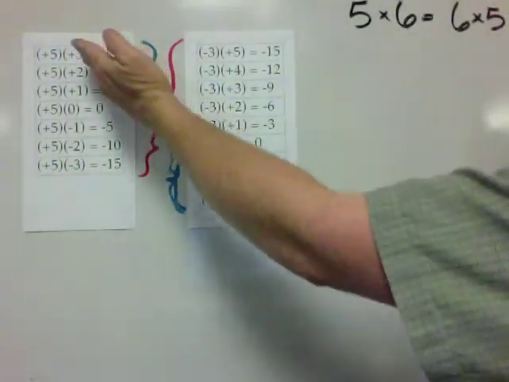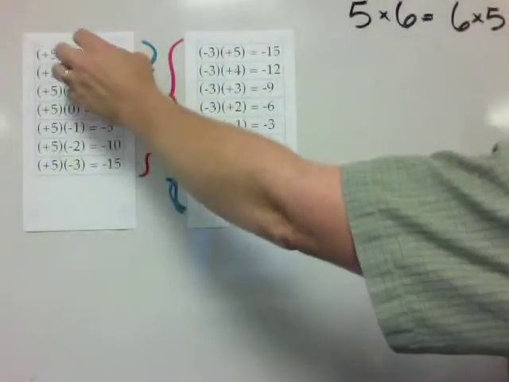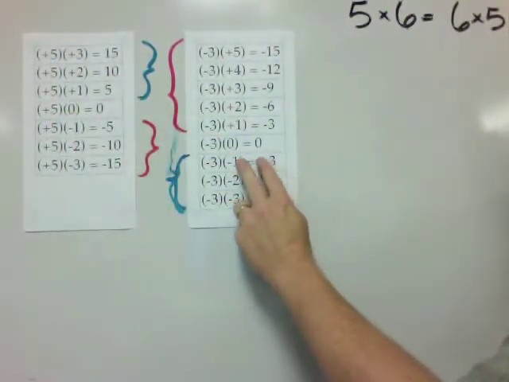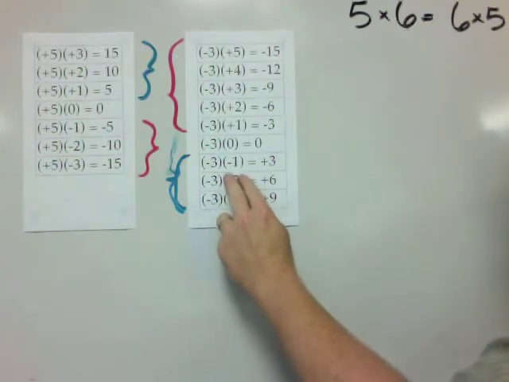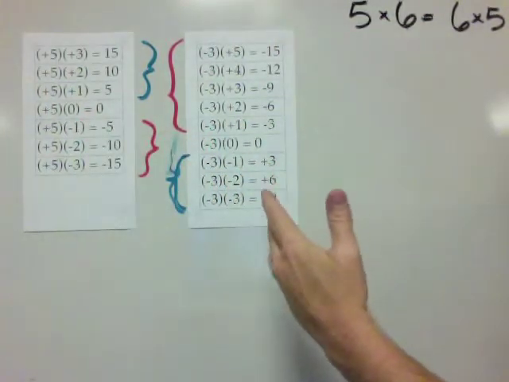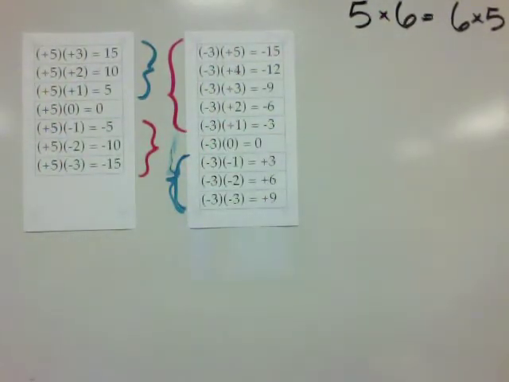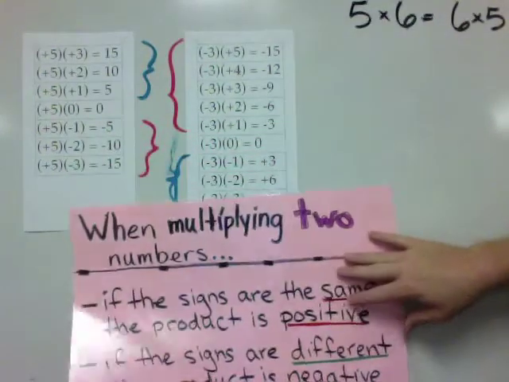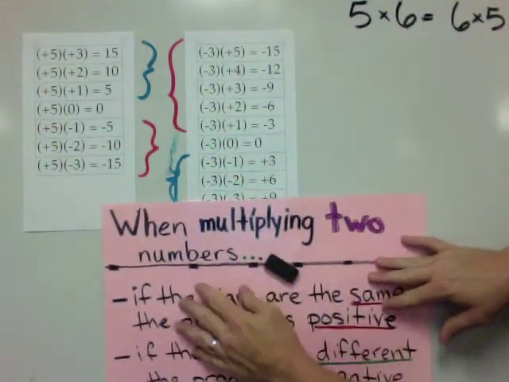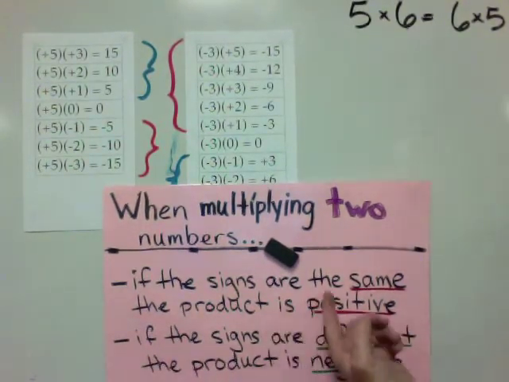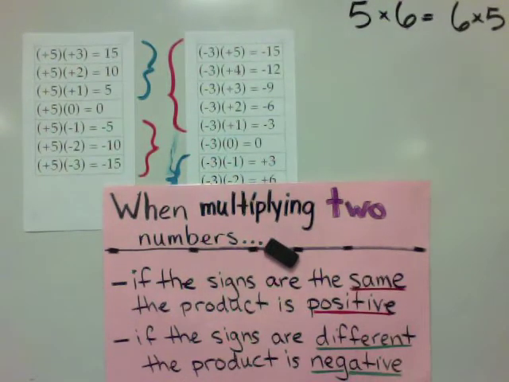And we can see that when the products are positive, that's down here and up here, it's because the two signs are both positive, or over here, the two signs are negative. When multiplying by 0, the answer is always 0, no matter what that front number is. So the rule, in a nice, neat way of saying it: when multiplying two numbers, if the signs are the same, the product is positive, and if the signs are different, the product is negative.